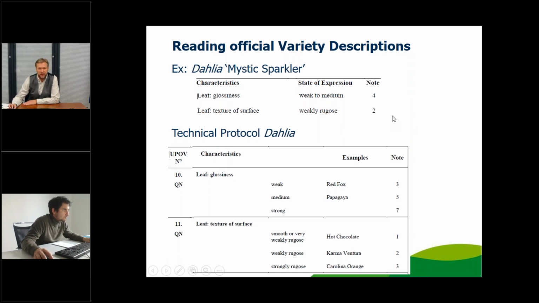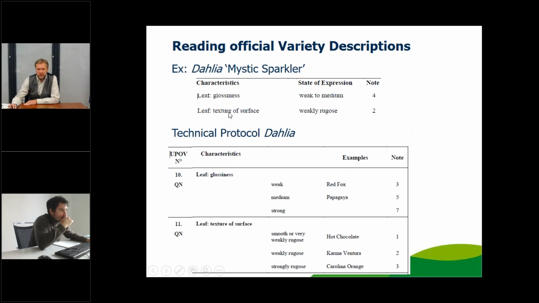Here we give an example, a little extract for a Dahlia variety, Mystic Sparkler. You see for the characteristic leaf glossiness is assessed weak to medium with note 4. As such, it is probably not very meaningful, so we come back to the technical protocol to see what weak to medium actually means for leaf glossiness. Note 4, so you can see in the technical protocol, it is somewhere between Red Fox and Papagaya.